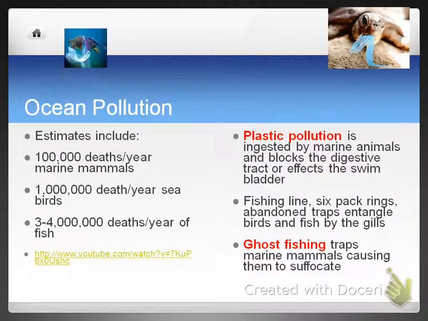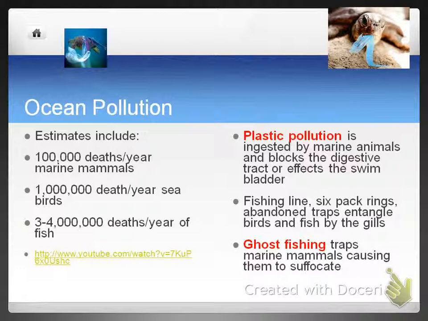It's estimated that littering and pollution causes 100,000 deaths of marine mammals, and that would be your whales and your dolphins, 1 million deaths per year for seabirds, and 3 to 4 million deaths per year for fish. Plastic pollution is any plastic that's ingested and effectively blocks the digestive system, or it affects the swim bladder. Because the digestive tract is inflated with being full of the plastic products that aren't being digested, the swim bladder doesn't allow the animal to go up and down.